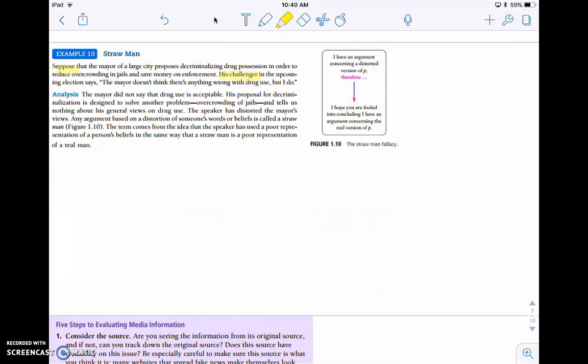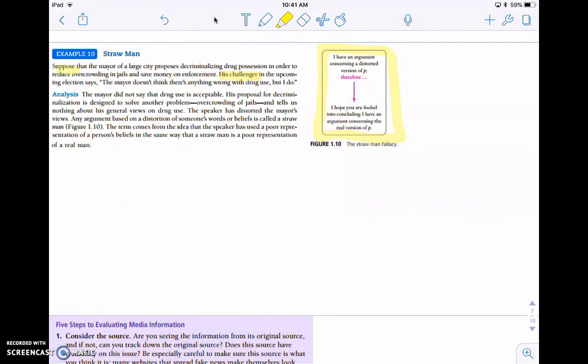So that's pretty vague, and again, this little box will help us out. I have an argument concerning a distorted version of some claim P, therefore I hope you are fooled into concluding I have an argument concerning the real version. So you distort what you're talking about, and then you hope to reshape them into believing your conclusion.